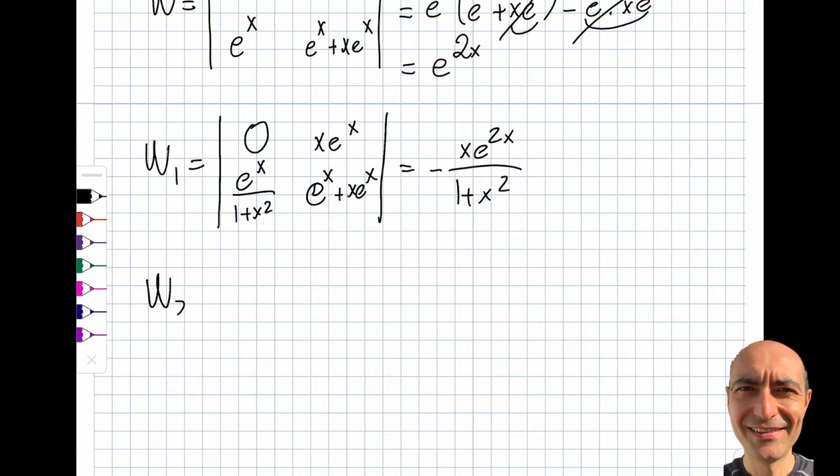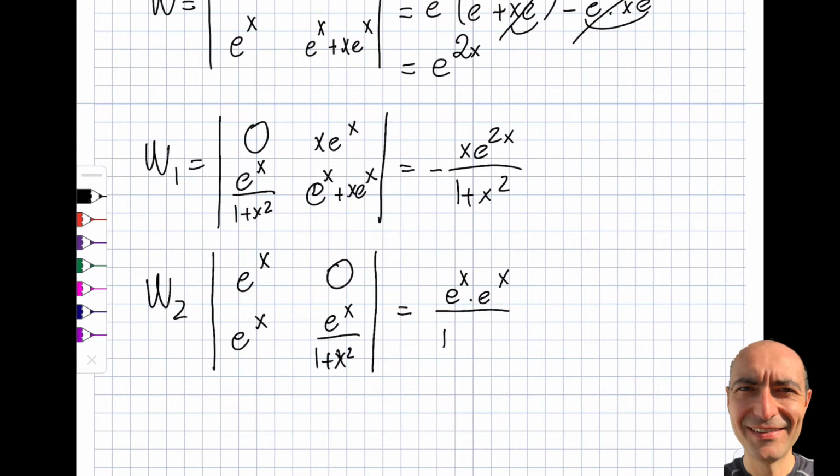How about w2? This time around I do the other way around. So this was e to the x, and this time I'll write 0 in here, and e to the x by 1 plus x squared. If I go down over here, I will get e to the x times e to the x by 1 plus x squared. So if I rewrite this, I'm going to get e to the 2x by 1 plus x squared.